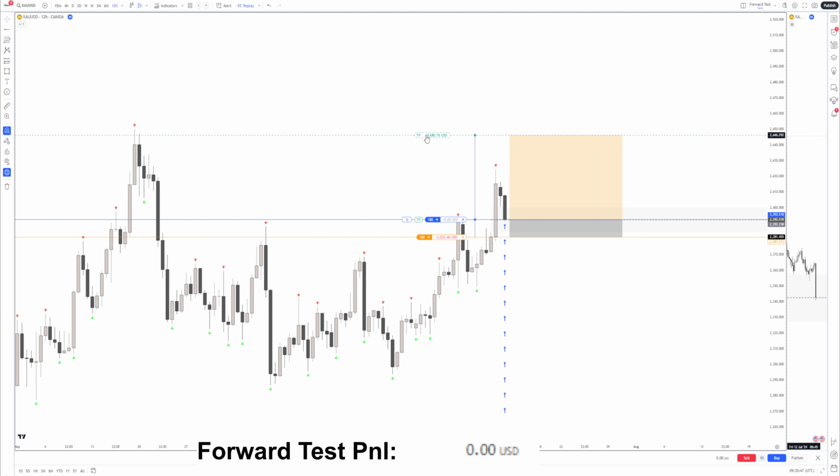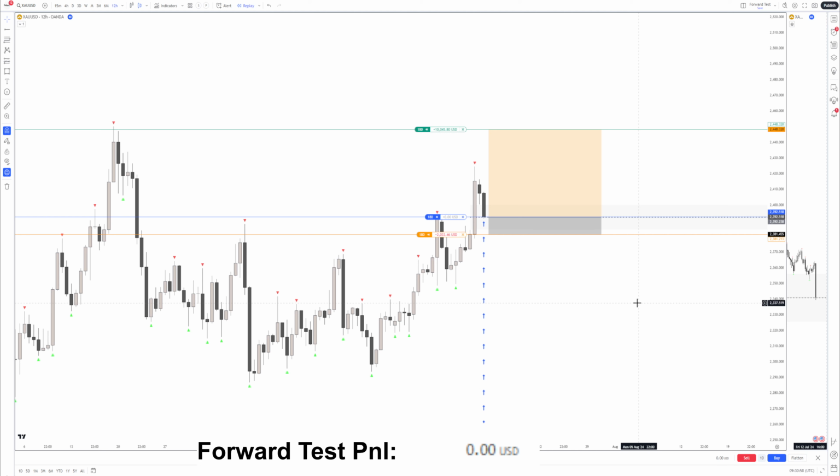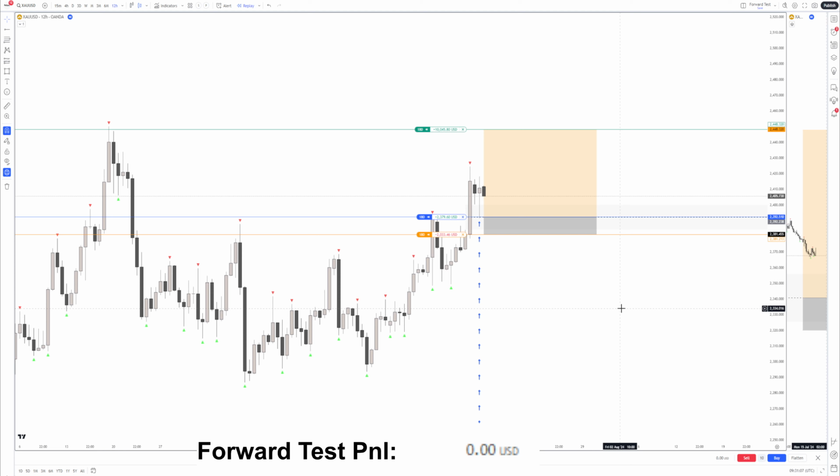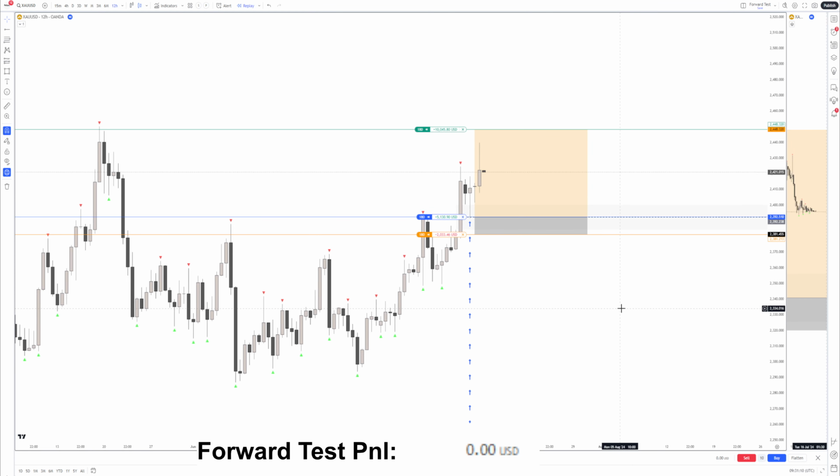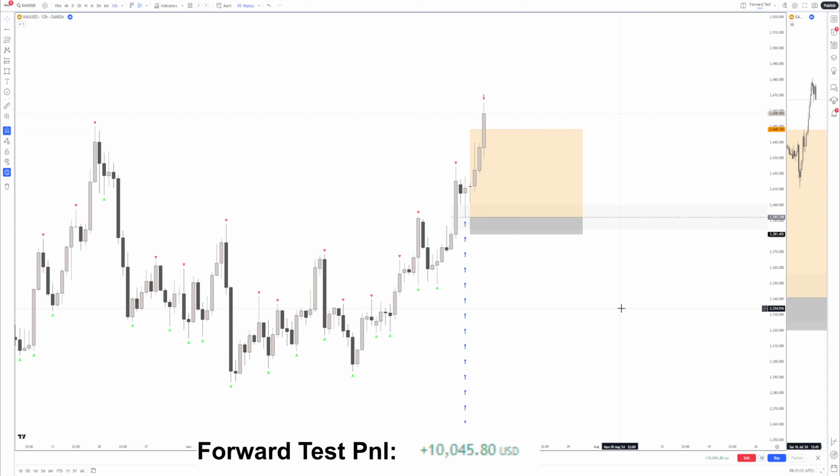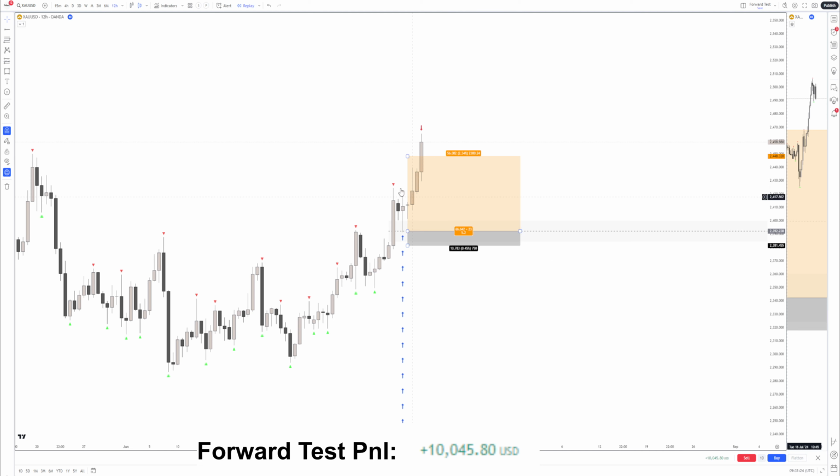which should be around 10k, give or take. Okay, let's see how this trade plays out. Of course, this is a cherry-picked example, but for the purpose of the video, you just want to see how this plays out. Okay, and we hit TP, and as you can see in the middle of the bottom of the screen, that's our forward test P&L.